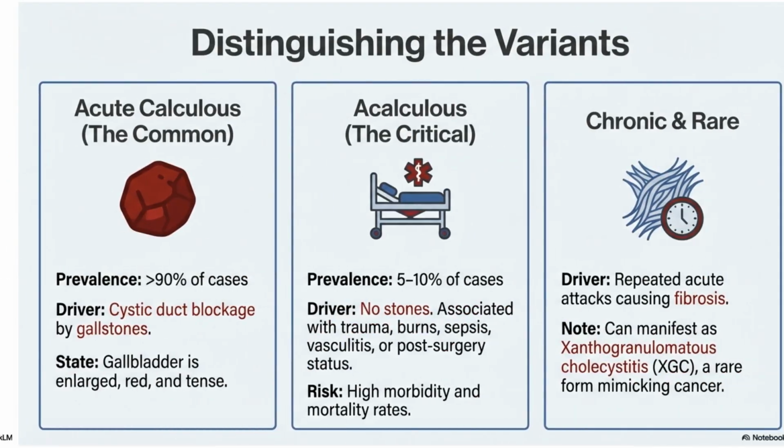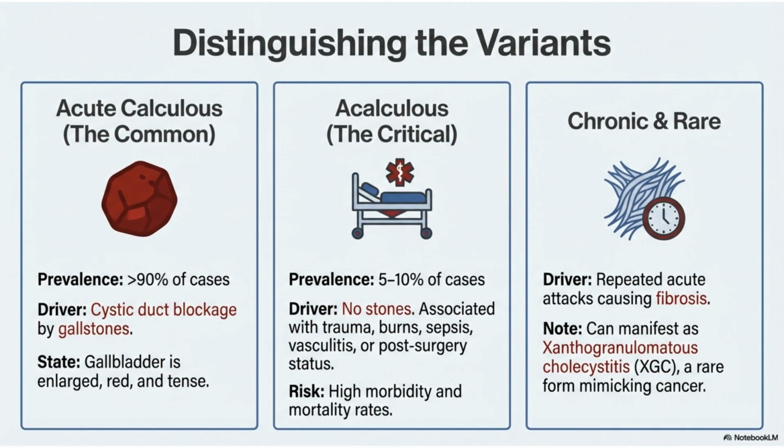We can distinguish three variants of cholecystitis. Acute calculus, driven by gallstones, is the most common. Acalculous cholecystitis is critical and often associated with trauma or sepsis. Finally, chronic and rare forms are driven by repeated acute attacks leading to fibrosis.